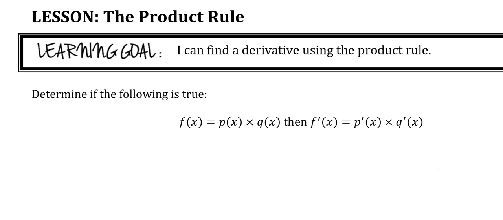Okay, determine if the following is true. This is the kind of thing that, to be able to do the proofs, you want to be able to just understand what this is saying. Be able to parse through this sentence on your own and figure out what it's implying. If f at x is p at x times q at x, assuming that p at x and q at x are differentiable again, then if f at x is the product of two functions or expressions, then the derivative of f is the product of the derivatives of those functions. That's what this is saying.